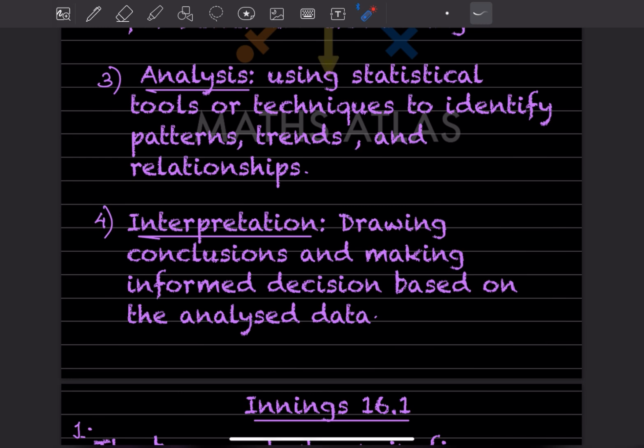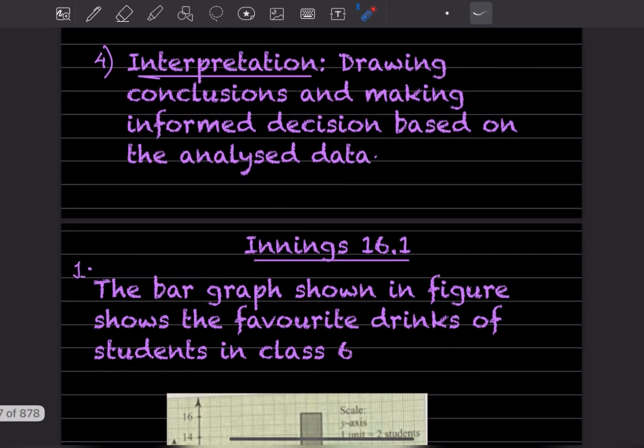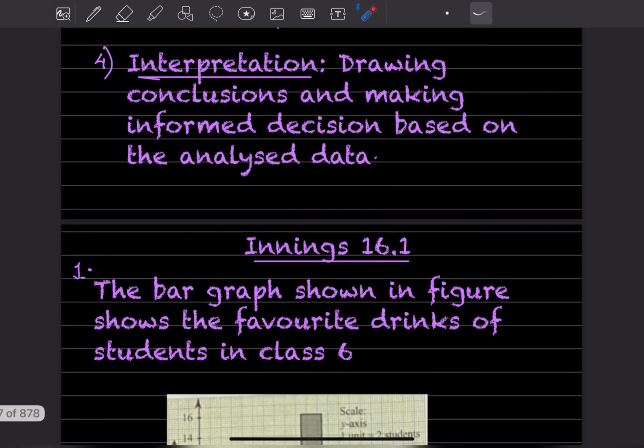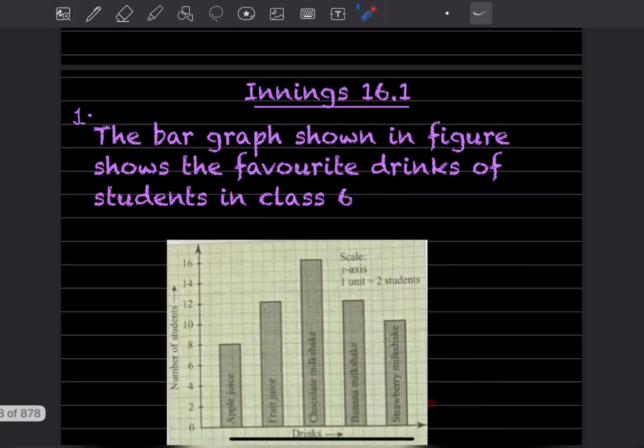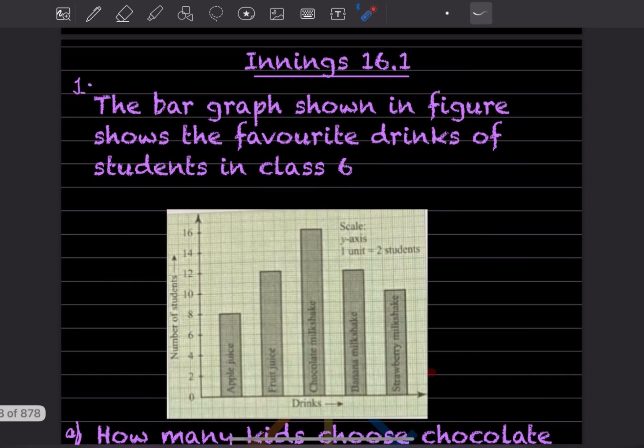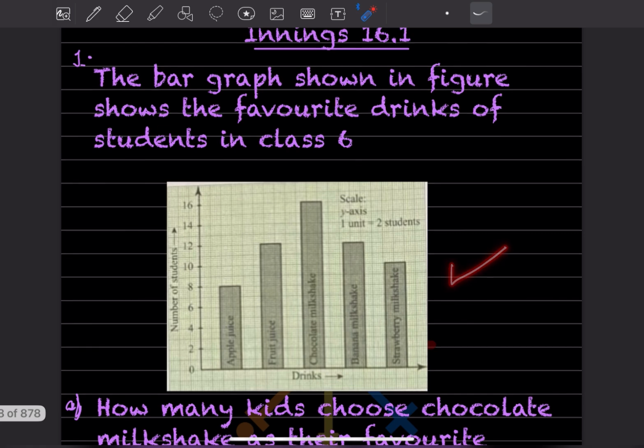Now we'll see this step by step. When we do the examples, wherever we come across these, I'll explain to you in detail about it. So we'll see example 16.1. Here they have given the bar graph shown in the figure. This is the figure given. It shows the favorite drinks of students in class 6.